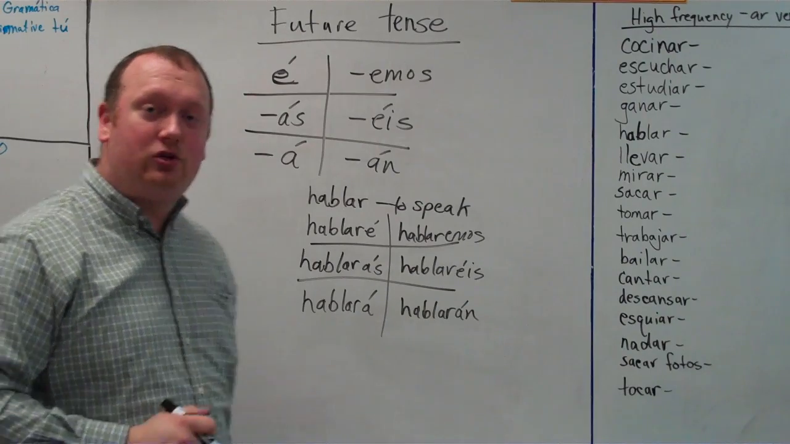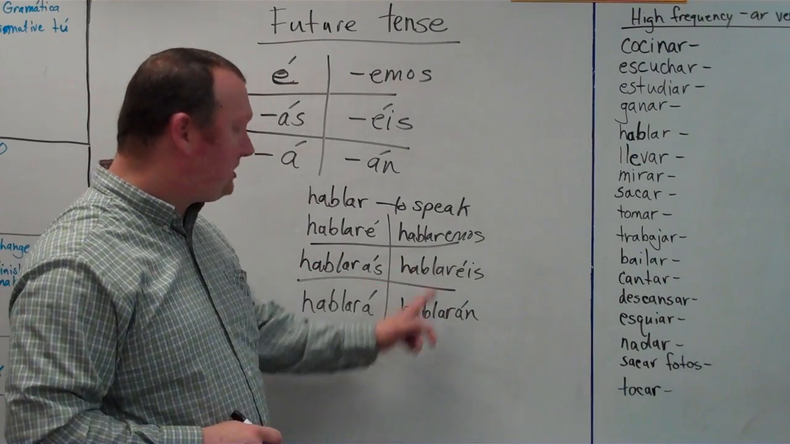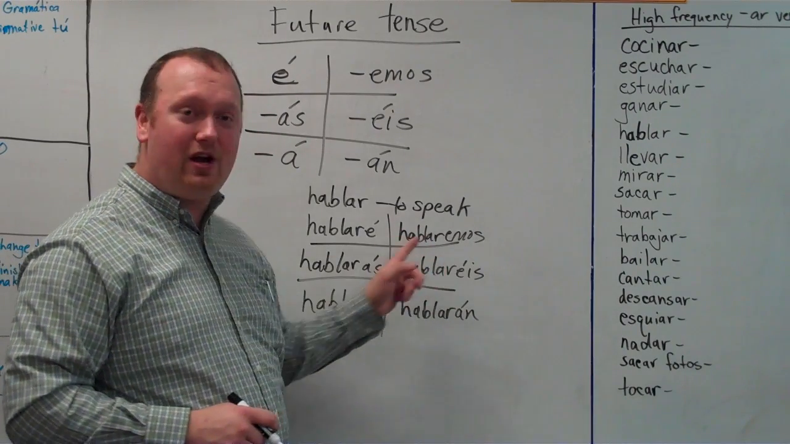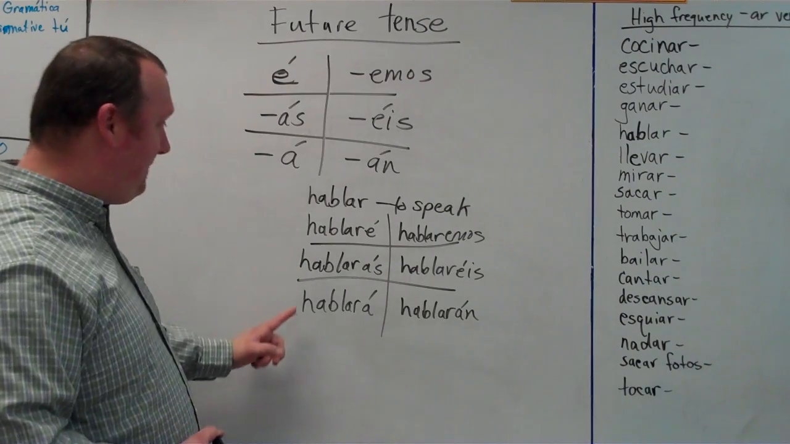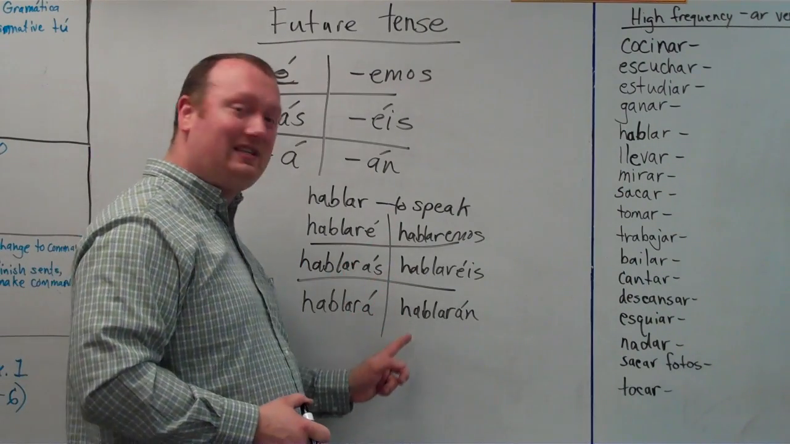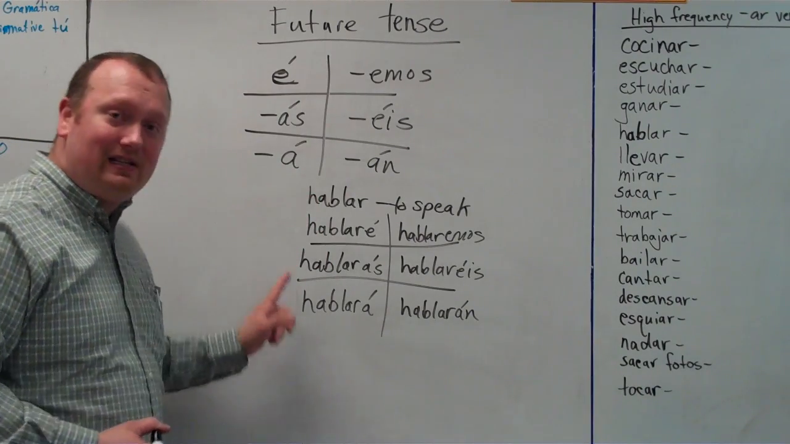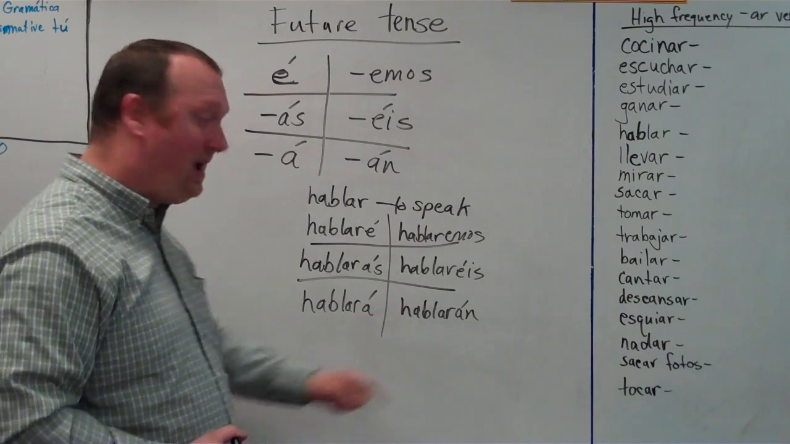Okay, so once again, do remember that the future tense has accent marks on just about all of them except for the nosotros form right here. Hablaremos doesn't have an accent. So hablaré, hablarás, hablará, hablaremos, hablaréis, hablarán. Let's repeat it again. Hablaré, hablarás, hablará, hablaremos, hablaréis, and hablarán.